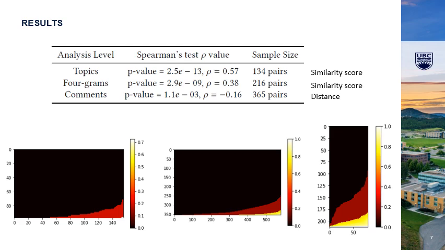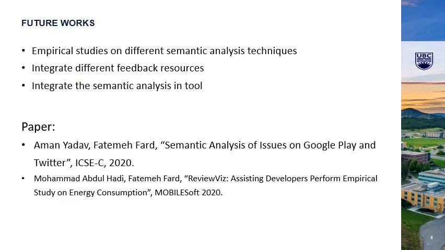At the bottom you see the heat maps that show the semantic similarity between tweets and Google Play reviews for each version, and you see that only a small proportion of these reviews and basically user feedback are similar to each other. We are currently working on empirical studies for different semantic analysis techniques and also integrating the results with the tool that we have submitted to MobileSoft 2020 reviewers as part of the tool track. For more details about the methodology, we refer you to our paper.